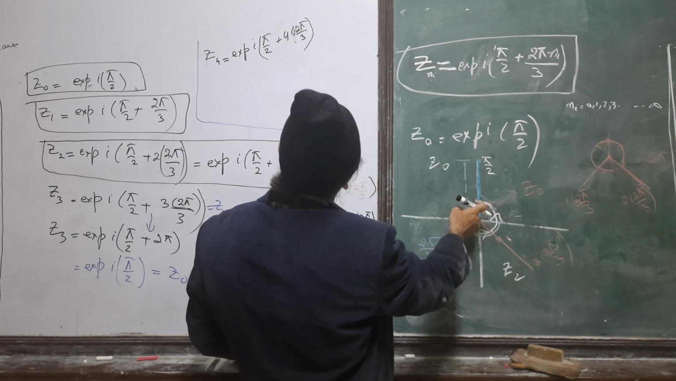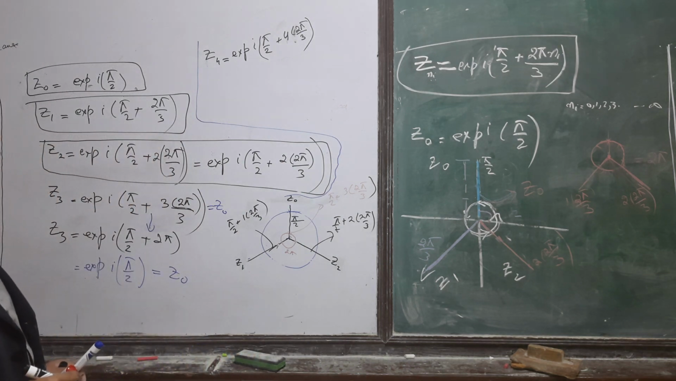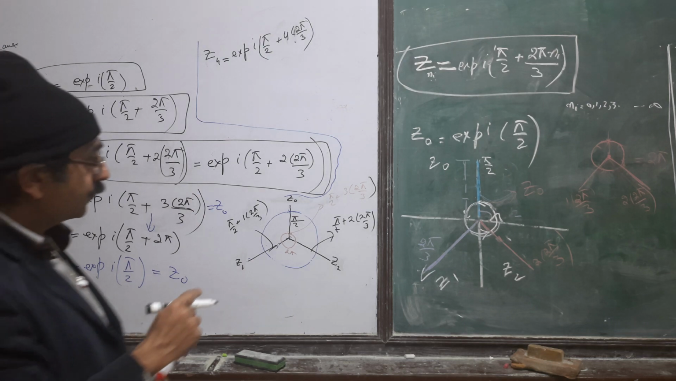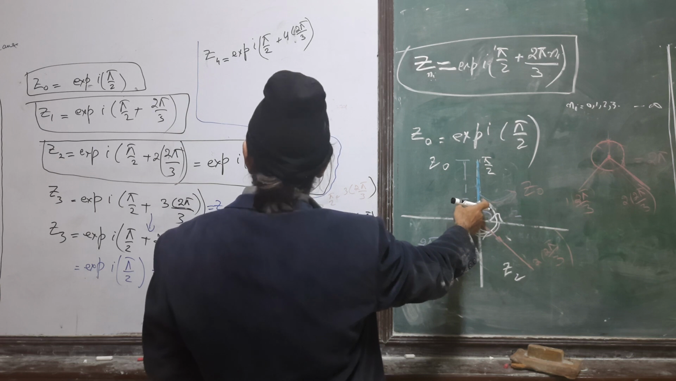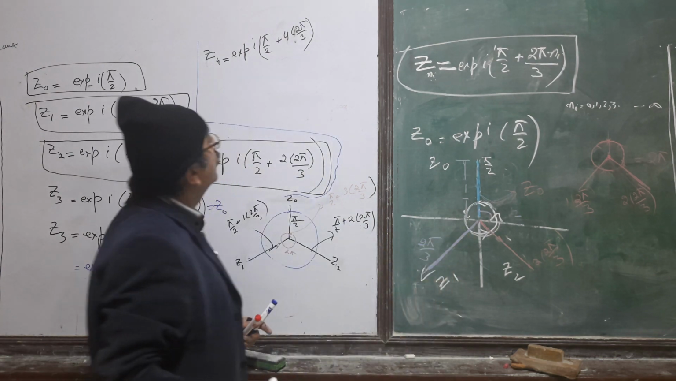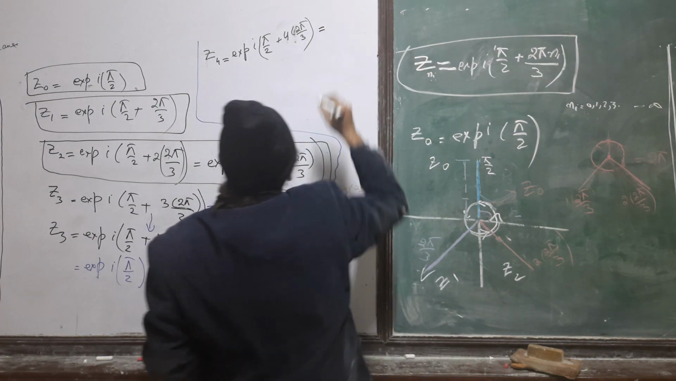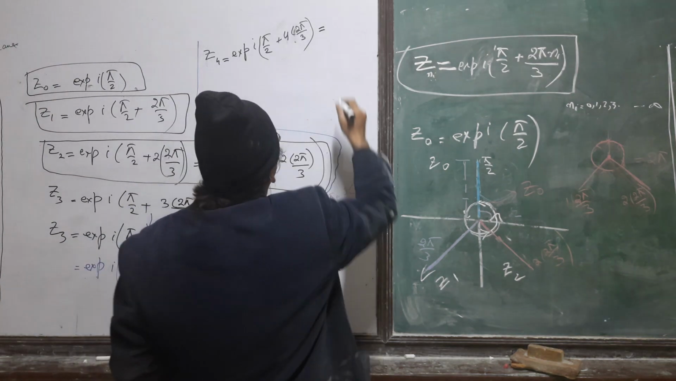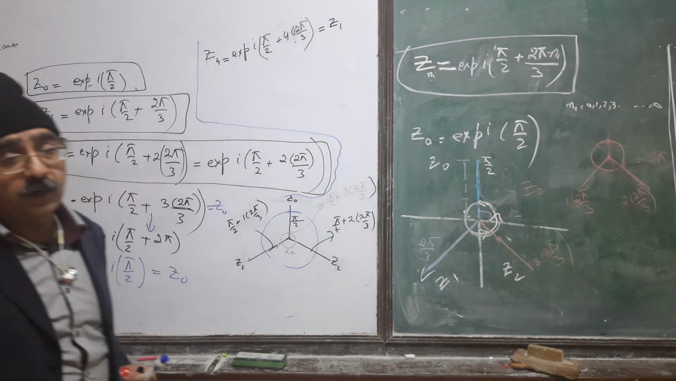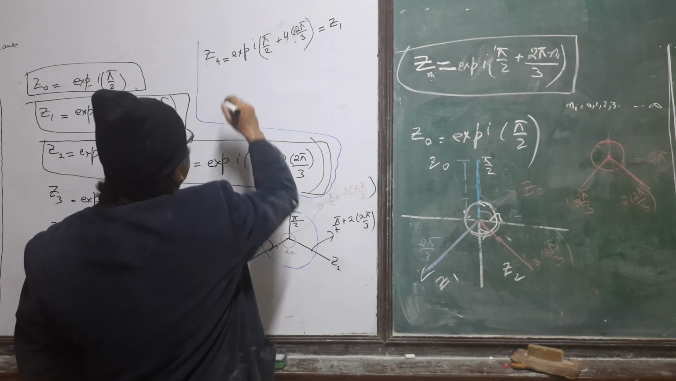So this is 2 pi. This will be a 4. This is 2 pi, 3 pi by... okay, 4 again. And this will be z1. Or it may be.